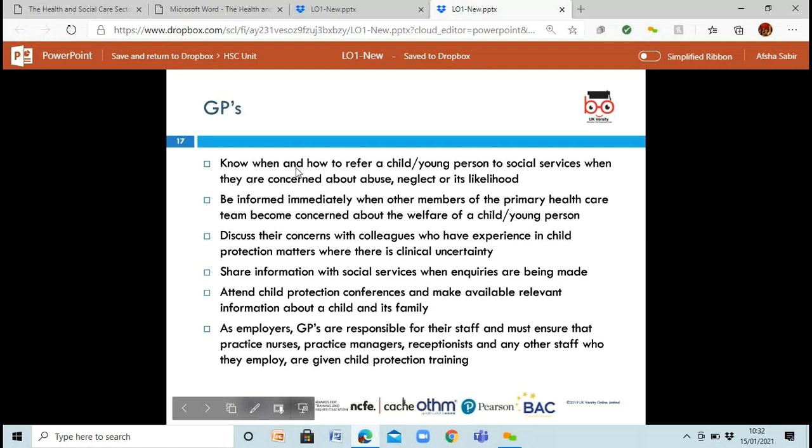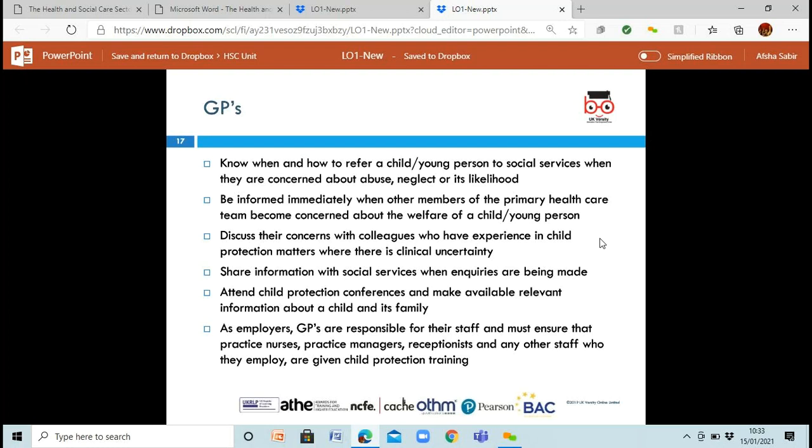So the GPs, they know when and how to refer a child or young person to social services if they've got any issues about abuse, neglect or anything else. They'll be informed immediately when other members of primary health care become concerned about the welfare of a child. They'll discuss their concerns with colleagues who have a lot more experience in child protection. They'll share information with social services.